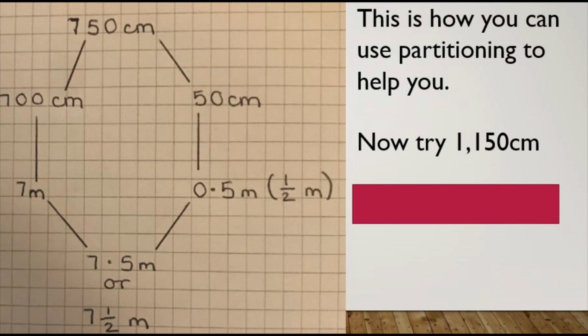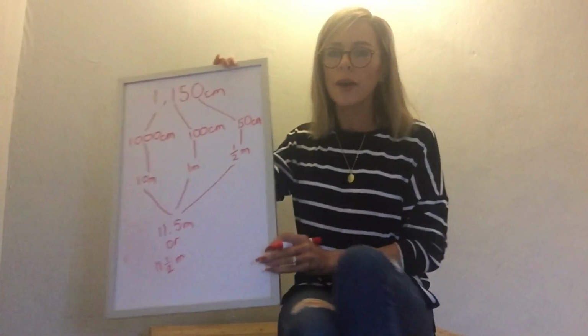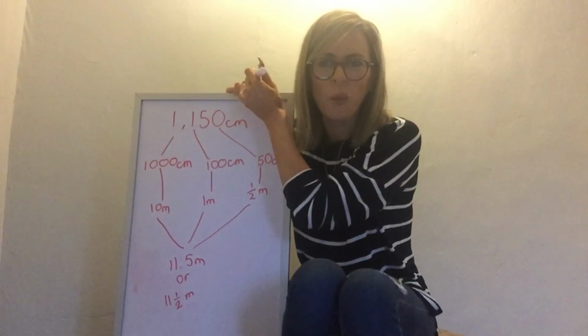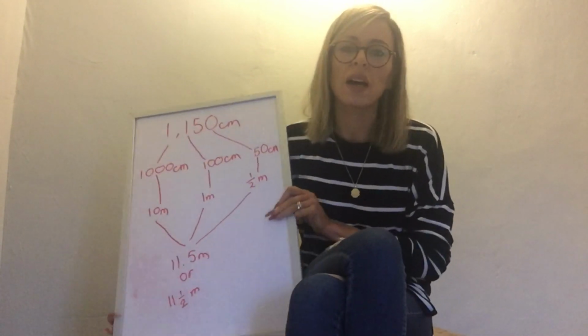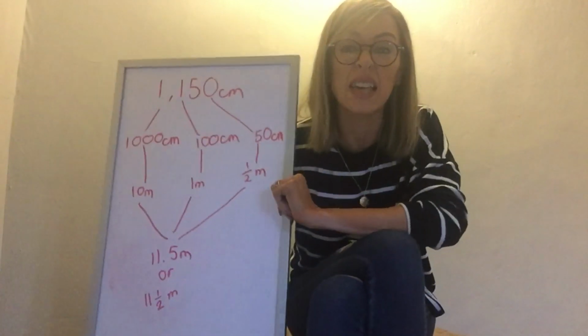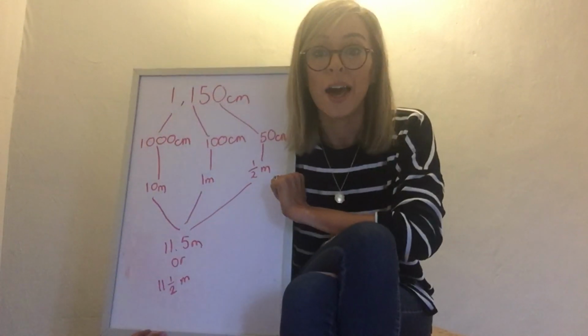1,150 centimetres. I'm going to do it on my board, pause the screen, and then I'll show you how I did it. Okay, so mine's a little bit wonky because I did it on my whiteboard, but I'm hoping that you will have a ruler at home or something to help you draw straight lines. So yours will be a lot neater than mine.